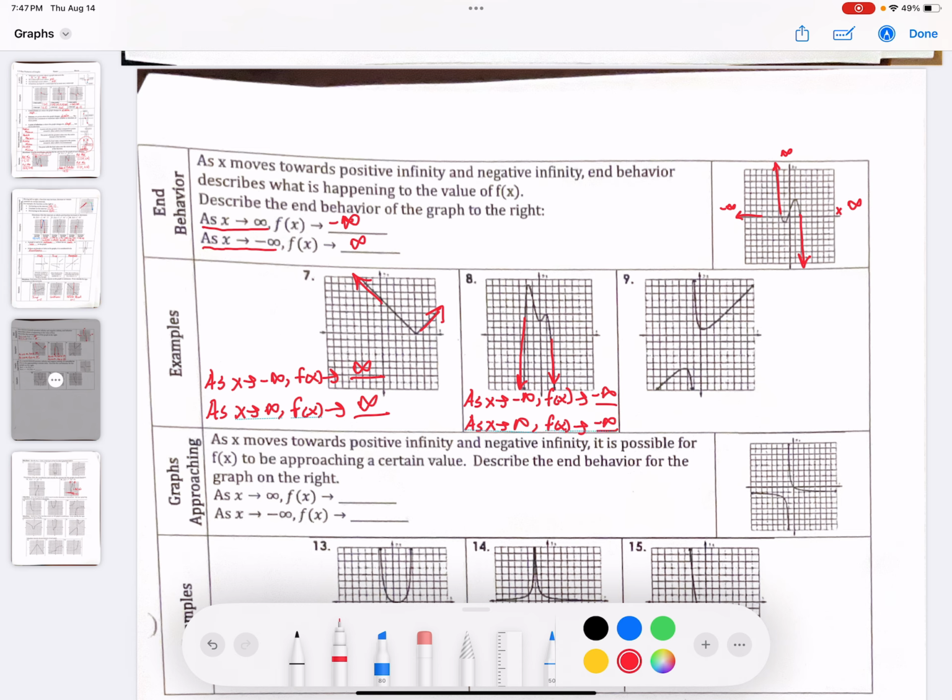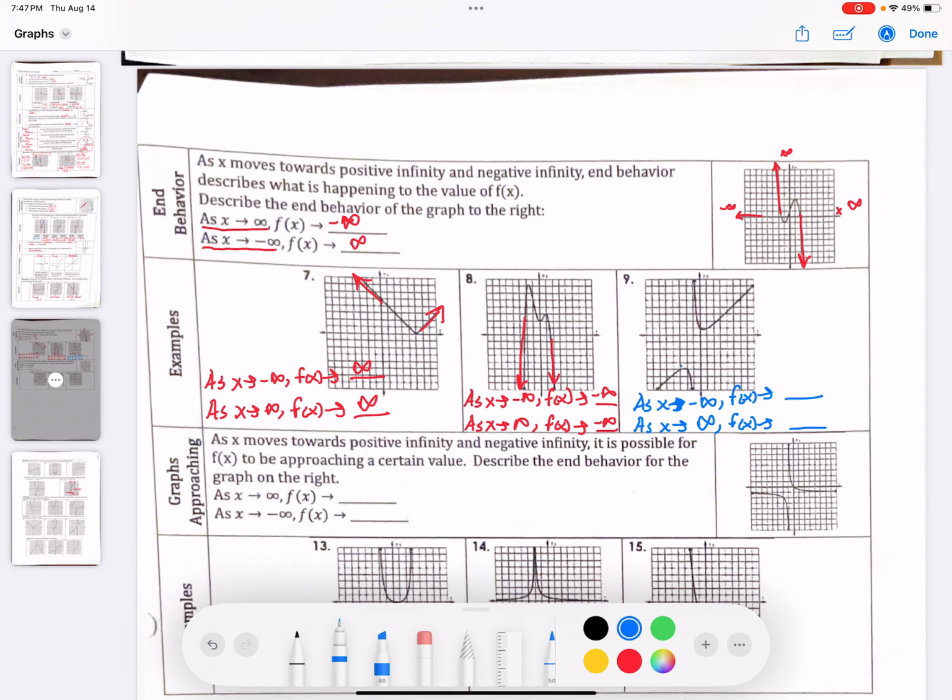So the next one's a little trickier. I'm going to write this one in blue. So as x approaches negative infinity, pretend that's an arrow. There we go. Approaches negative infinity. As x approaches positive infinity, f of x approaches blank. Okay.